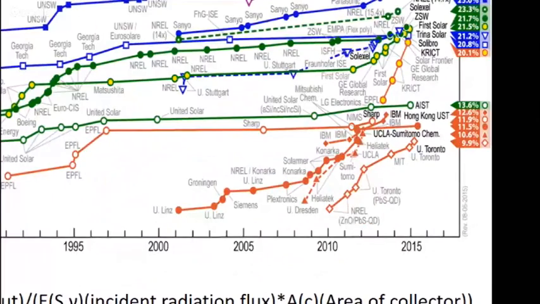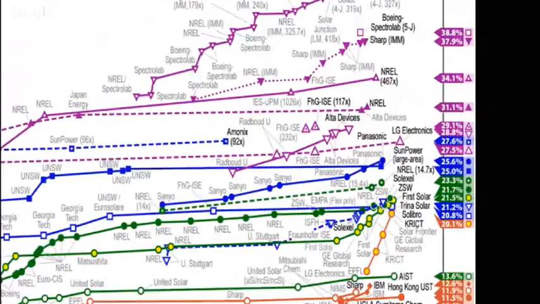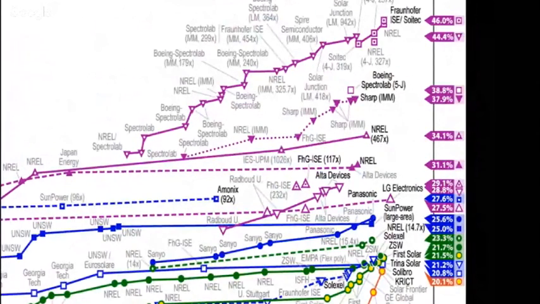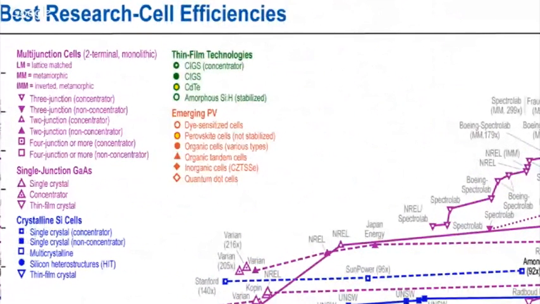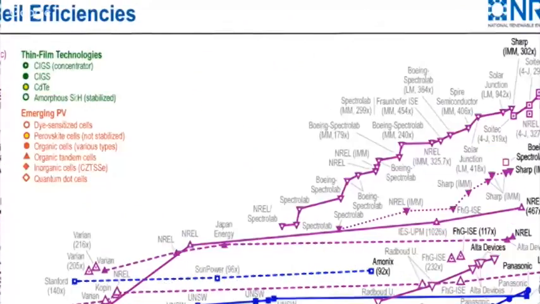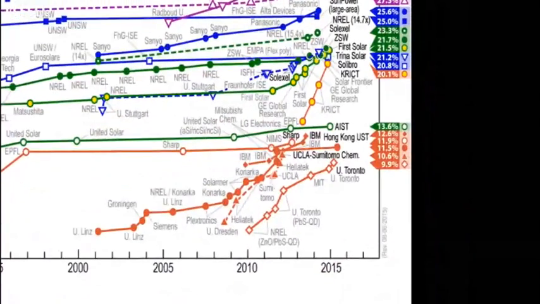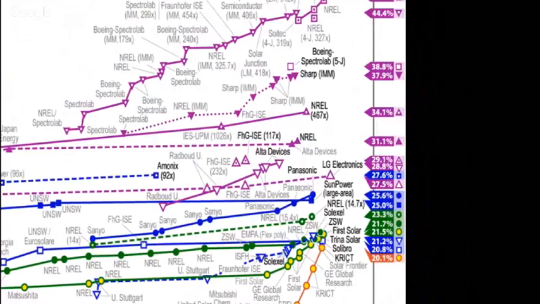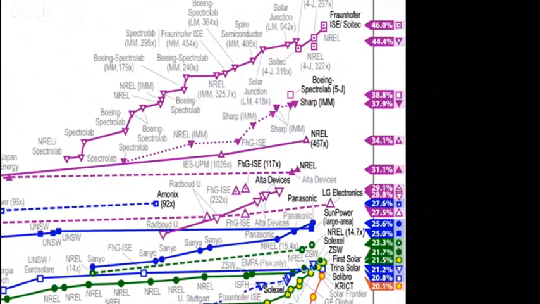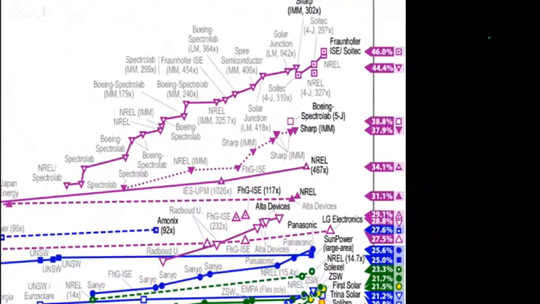You can see the data here. I'm just enlarging it and showing you. This 46% is achieved using multi-layered, multi-junction cells. You can see here, multi-junction two-terminal monolithic wafers are used for achieving an efficiency of 46%. This was the data of 2015-16. They have achieved up to 46% using multi-junction cells. You can see the 46% here.